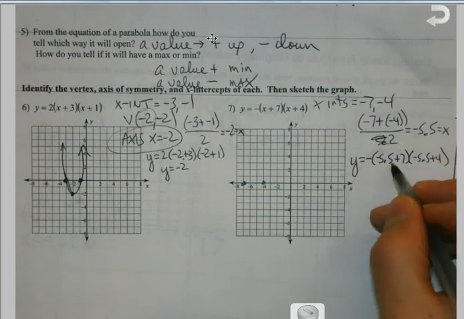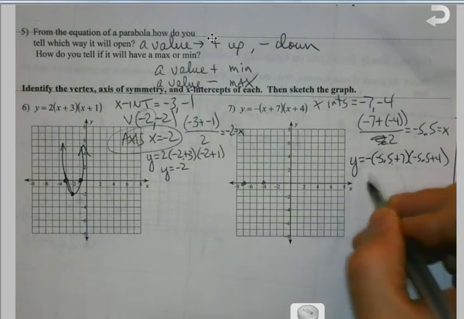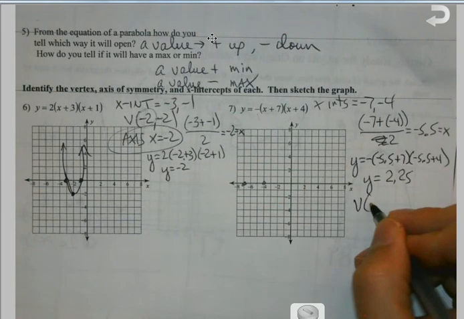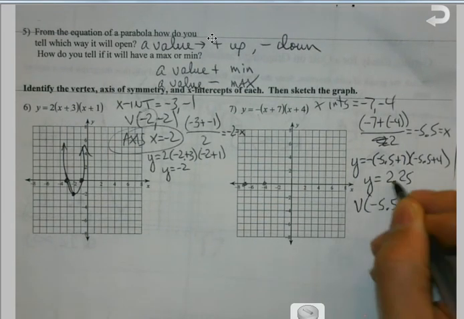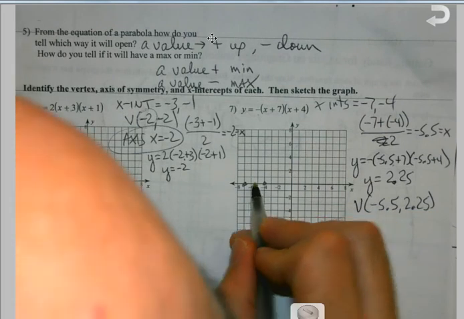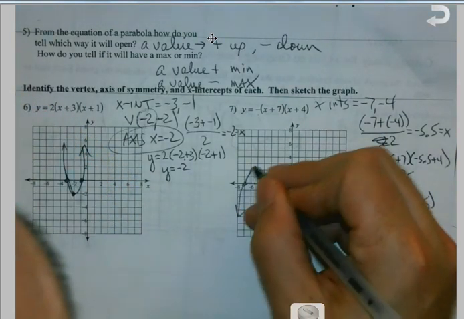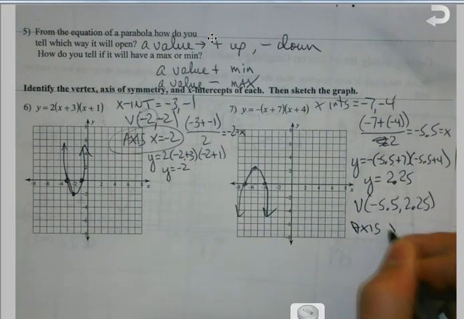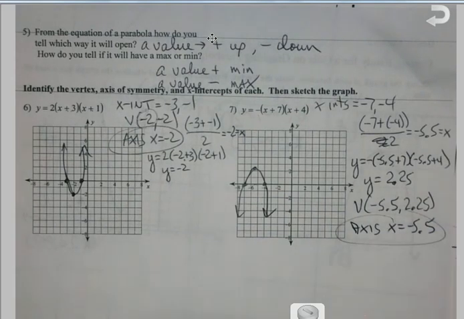So when I have 1.5 times -1.5, that's -2.25, but then that negative is out here. So that's going to become positive, making my vertex quite interesting: -5.5, 2.25, opening down just like it's supposed to. My axis of symmetry is x equals -5.5 because it goes just like it's supposed to with the x value of my vertex.